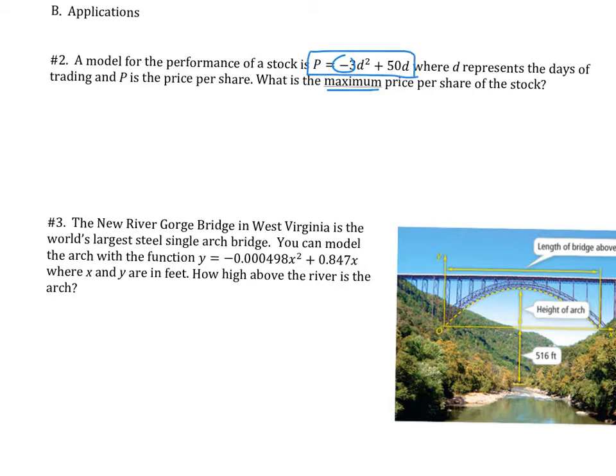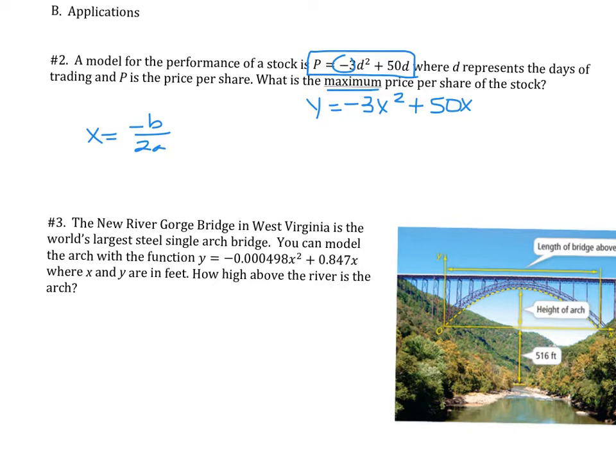This equation is as if we said y equals negative 3x squared plus 50x. Right? It's just d's and p's instead of x's and y's. If you need to rewrite it with x's and y's, rewrite it with x's and y's. We're trying to find a vertex. So you need to say x equals negative b over 2a.